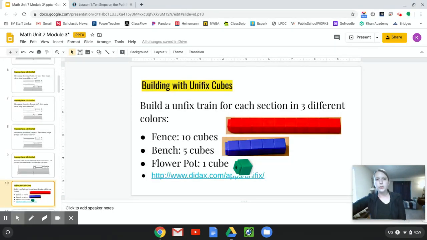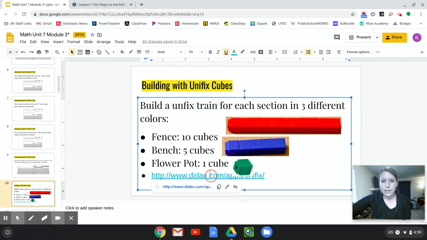So another way you can do this is using cubes. I know I sent some cubes home with you. You could use Legos. You could be creative. Whatever you have around the house would work. So for the fence, they use 10 red cubes in a train like this. The bench, 5 cubes. They use blue, five blue cubes. And then a flower pot is a green one.